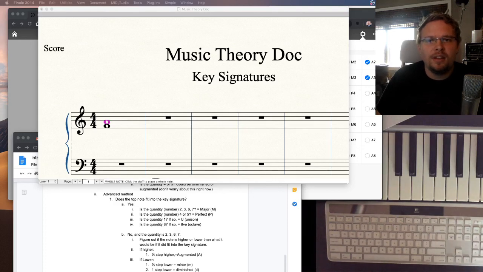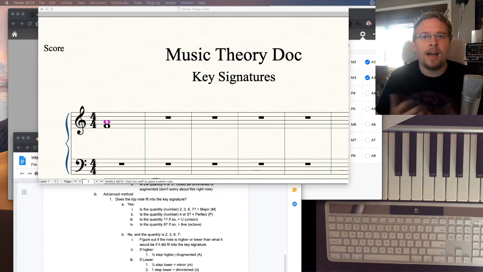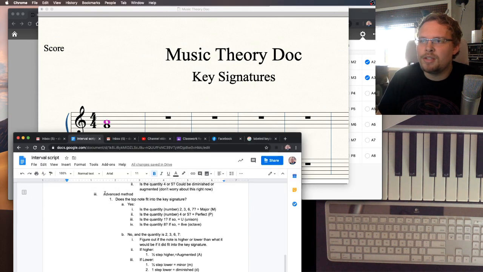Alright, this is going to be the final advanced video for intervals, and I'm going to be talking to you about how I think about intervals on the fly in the classroom without having that handy-dandy chart with everything in there. I'm going to include these in the notes towards the bottom. So this is the advanced method, and I actually think about the key signatures for this.